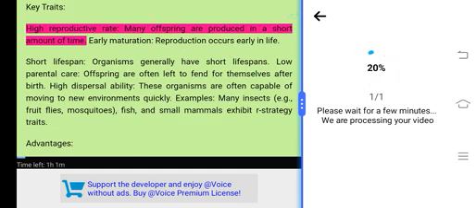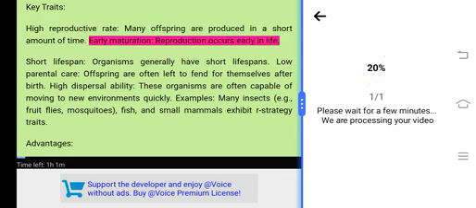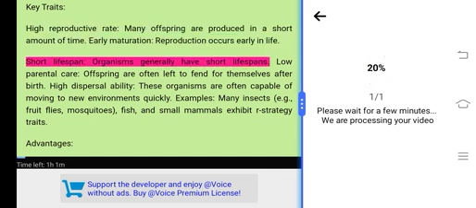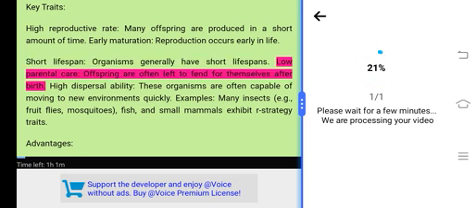High reproductive rate. Many offspring are produced in a short amount of time. Early maturation. Reproduction occurs early in life. Short lifespan. Organisms generally have short lifespans. Low parental care. Offspring are often left to fend for themselves after birth.